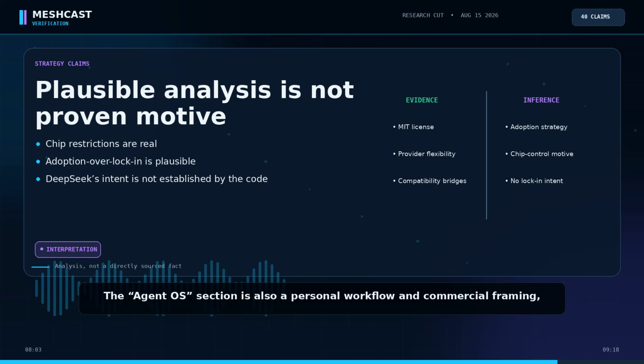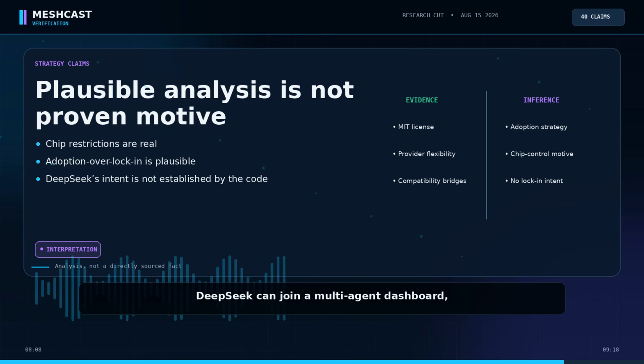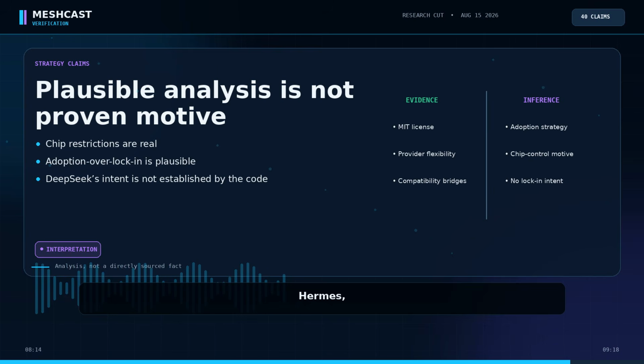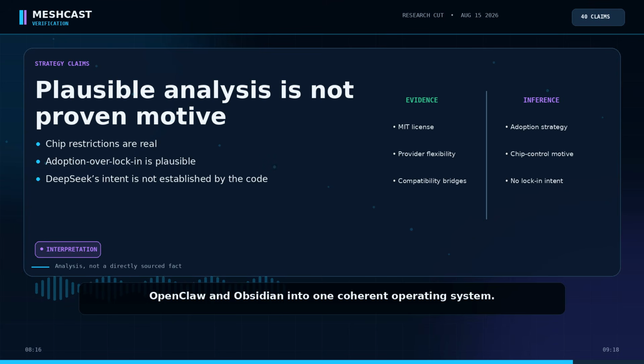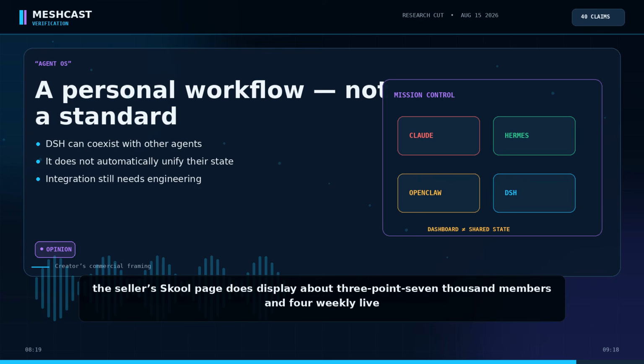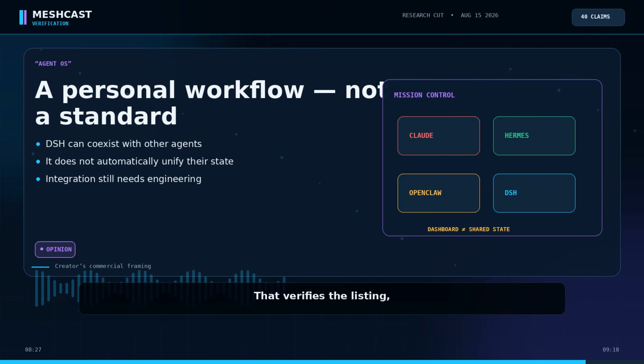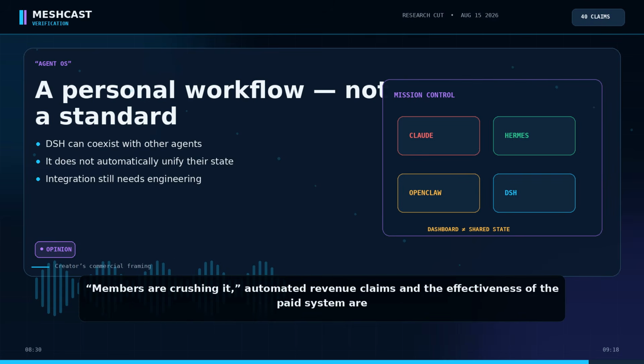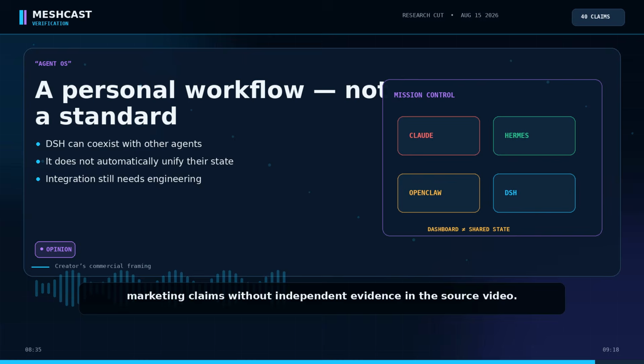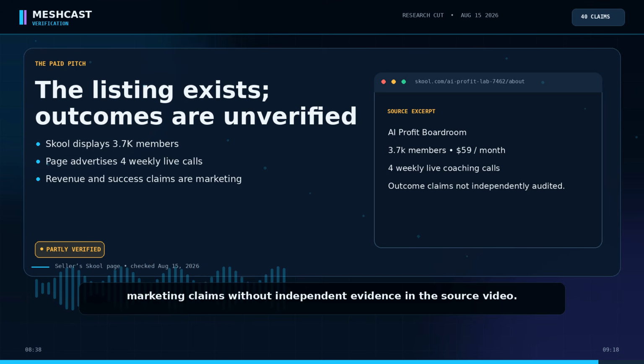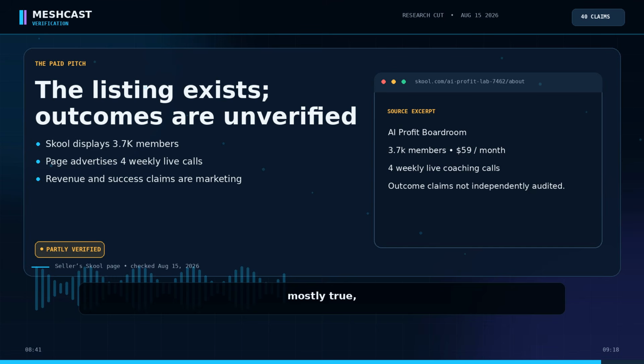The Agent OS section is also a personal workflow and commercial framing, not an industry standard. DeepSeek can join a multi-agent dashboard, but it does not automatically turn Claude, Hermes, OpenClaw, and Obsidian into one coherent operating system. Finally, the seller's school page does display about 3.7 thousand members and 4 weekly live coaching calls. That verifies the listing, not the business outcomes. Members are crushing it. Automated revenue claims and the effectiveness of the paid system are marketing claims without independent evidence in the source video. Final verdict, mostly true, with important hype and caveats.